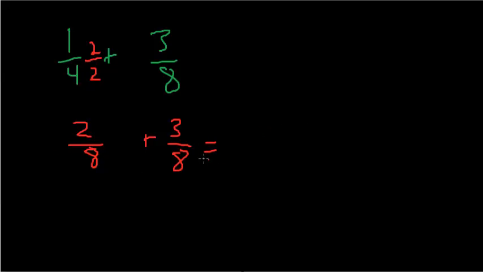I cannot add fractions if the denominators are not the same. I must have, right, that same denominator. So now 2 plus 3 gives me 5, and my denominator stays the same. So I see 1/4 plus 3/8, I get 5/8.